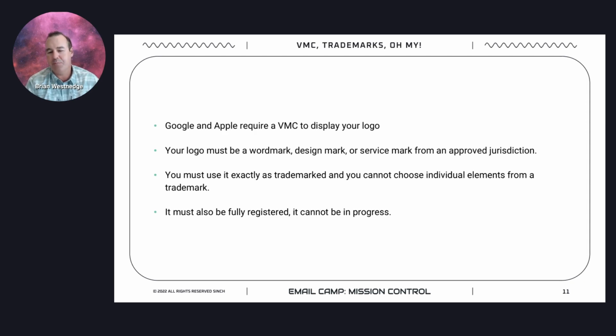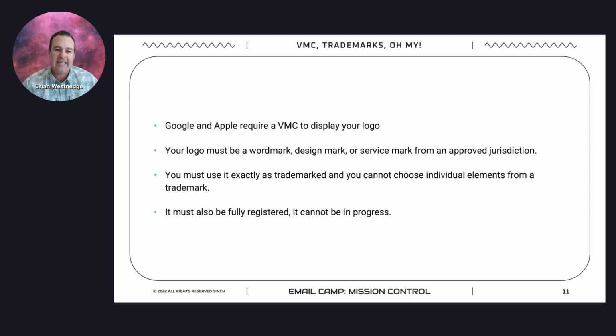And it would be the most popular jurisdictions in the world from the most populated countries in North America, South America, Asia Pacific, and Africa. So there is an approved jurisdiction. And then again, you must use the logo in email exactly as it's trademarked. And the trademark cannot be in process. So logos can take a bit of time to register and get the trademark issued for them. So if you're starting this process, you're interested in BIMI, certainly if your logo that you use in email is not trademarked, you'd want to start that process pretty early.